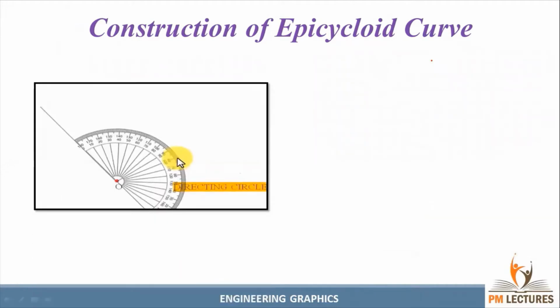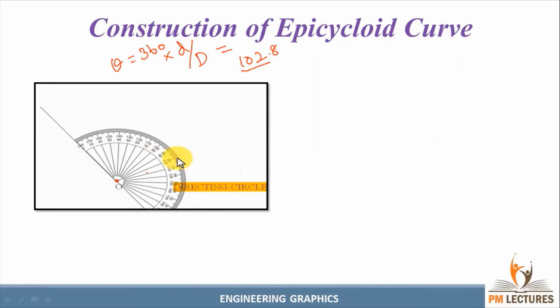In the second step, we already find the theta. The theta we can find using this formula: 360 into rolling circle diameter divided by the directing circle diameter. That value is 102.8 degrees. So 0.8 we can't mark, guys, so you can leave that. We can mark for the 102 degrees.